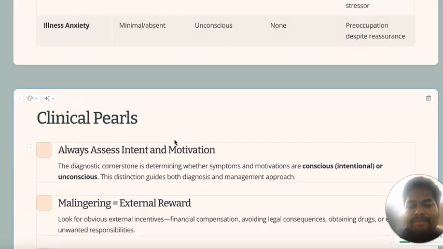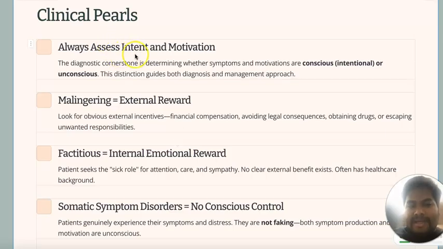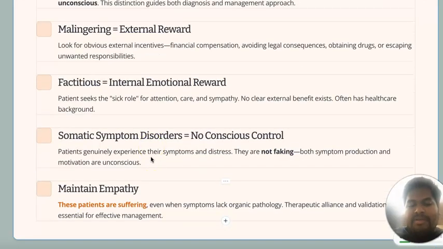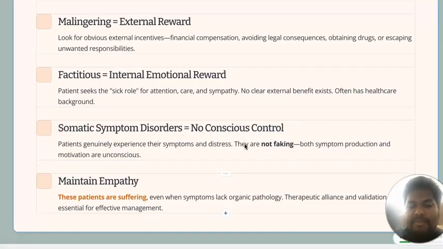Okay, so always assess intent and motivation, that is, whether it's conscious or unconscious. In malingering, it's an external reward. In factitious, an internal emotional reward. In somatic symptom disorder, there is no conscious control, so the patient is not faking. You have to give something to the patient, and always bring the patient to your clinic or to the same physician as much as possible, to not let polypharmacy or multiple tests run on the patient, and always maintain empathy.